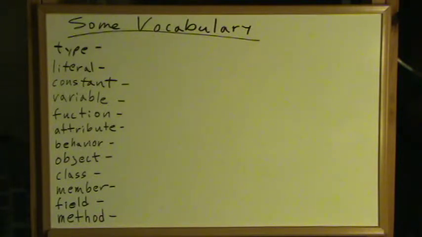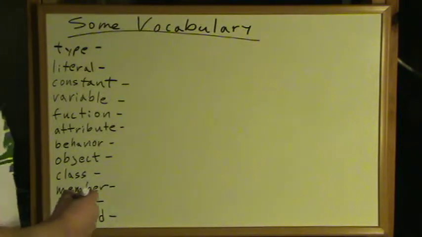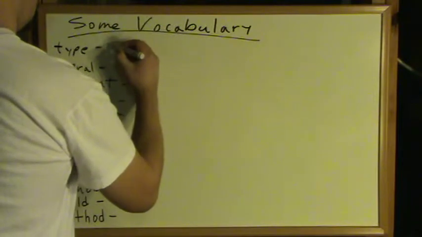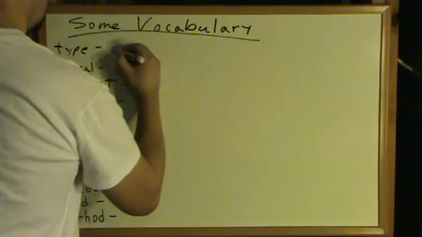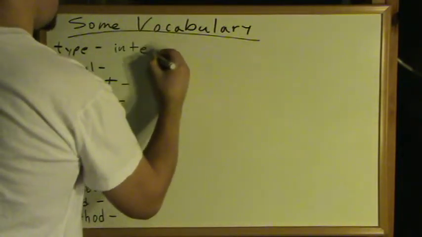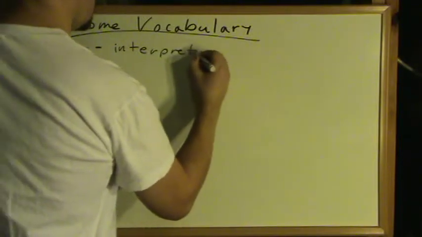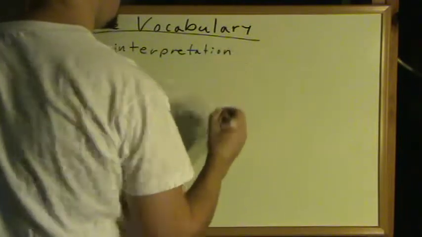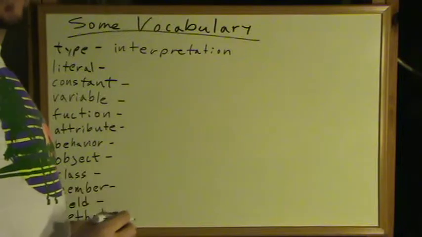So the first word we're going to learn is type. And what this really is, is the interpretation that we give to binary data.